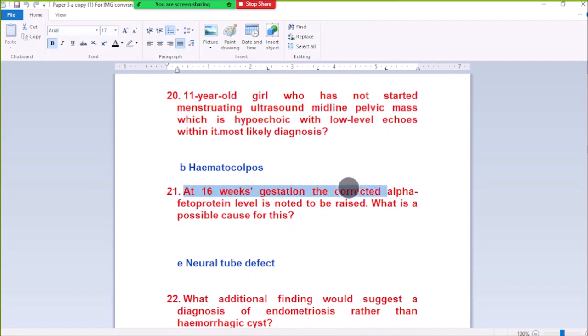Twenty-one: 16-week gestation, the maternal alpha-fetoprotein level is found to be raised, which will probably be caused by this neural tube defect.